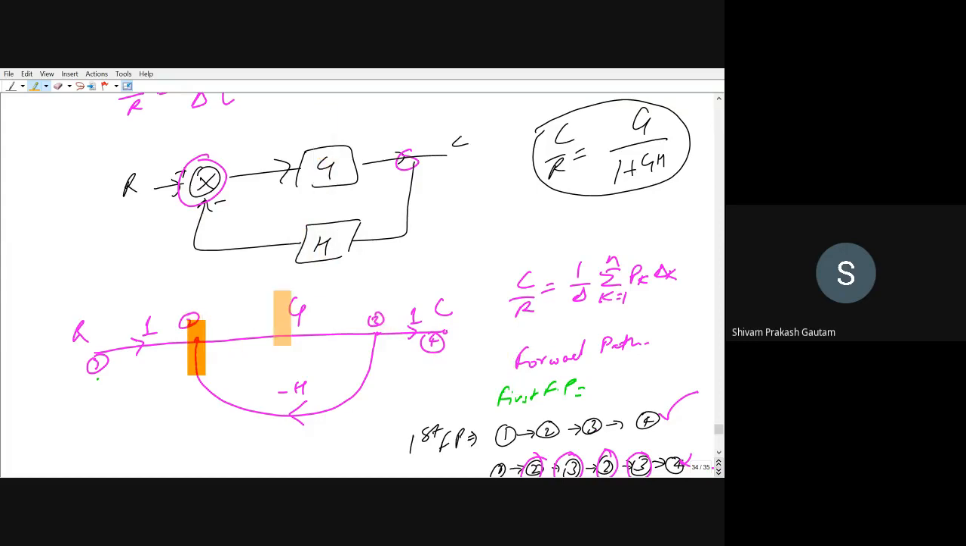So we have made this, and you can see the forward path of this is G. So I have written here G. Let us just mark the arrow. So the arrow is like this, right? So this is G.